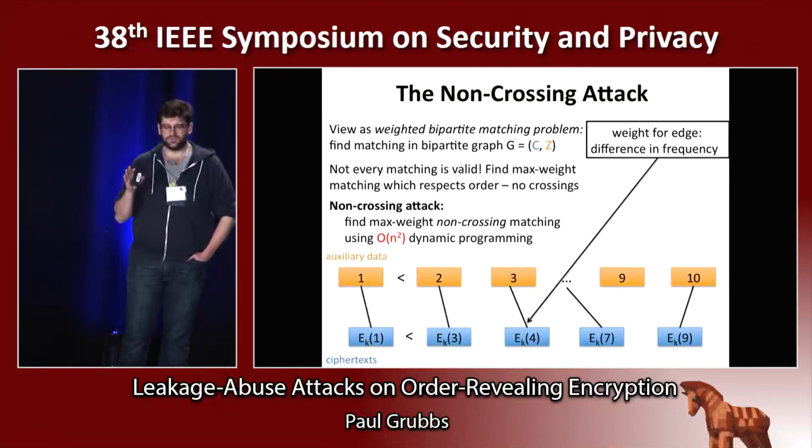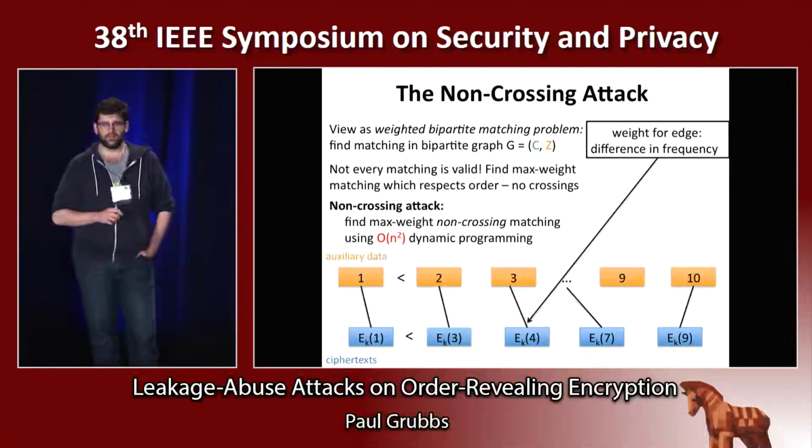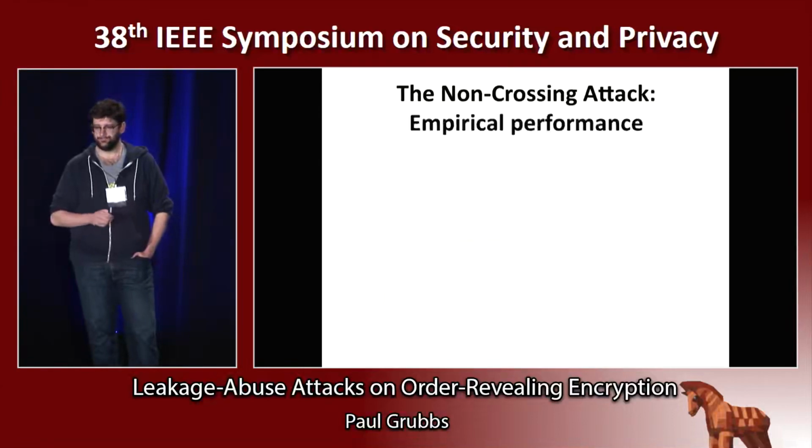So what this enables us to do is use a known algorithm from the graph algorithms literature and find the guaranteed best matching in actually asymptotically faster than the cumulative attack, using a very basic dynamic programming approach.